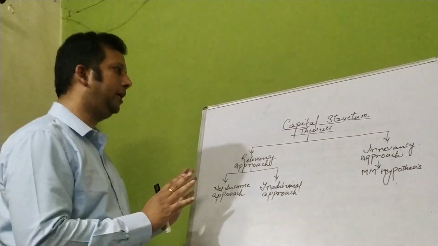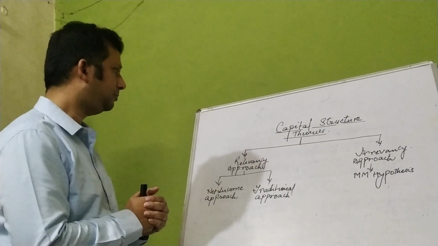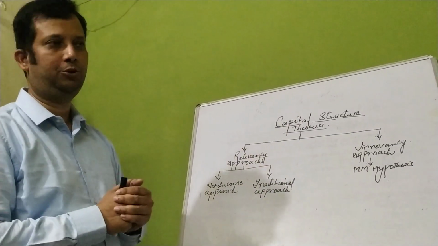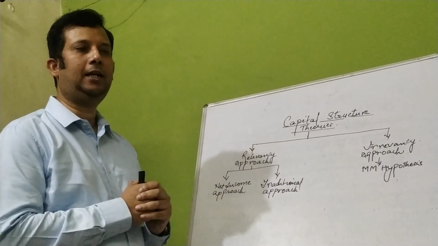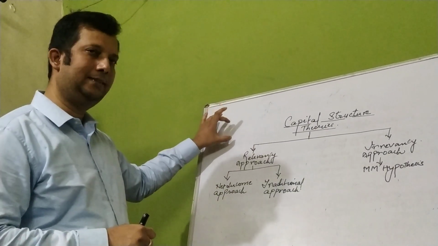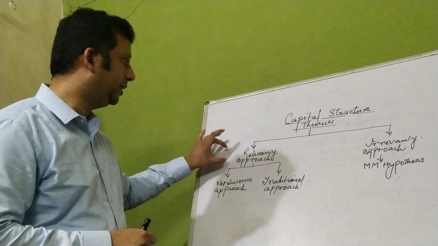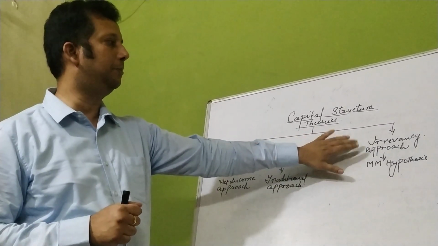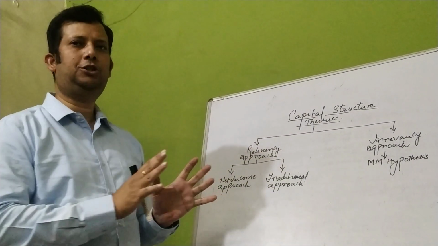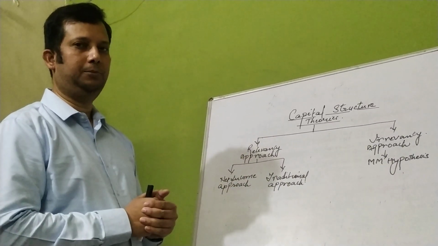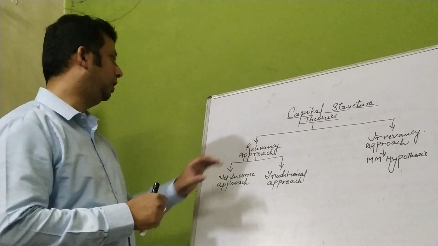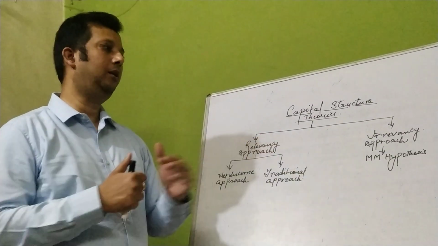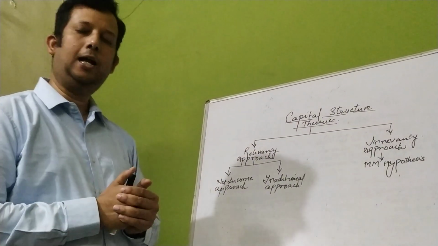The capital structure theory can be divided into two major approaches. The first is the relevancy approach, and the other is known as the irrelevancy approach. The relevancy approach tells that the design of the capital structure has an impact on the value of a company or the value of a firm, whereas the irrelevancy approach tells that the capital structure has nothing to do with the value of the firm. The relevancy approach has the net income approach and the traditional approach. The irrelevancy approach has the MM hypothesis, known as the Modigliani and Miller approach.